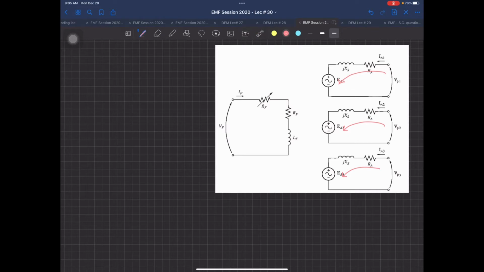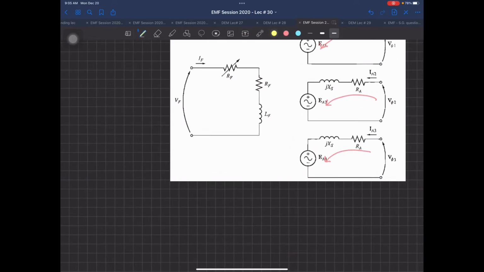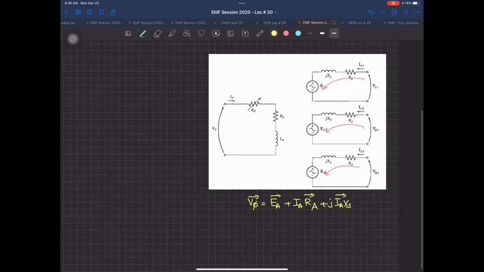And as anticipated, this is very important because the direction of current is changing. So this time your V phase is going to be equal to EA plus IA RA plus jIA XS. So this time it's not a negative sign. This time it is EA plus IA RA.